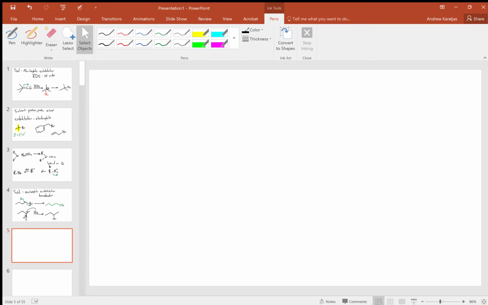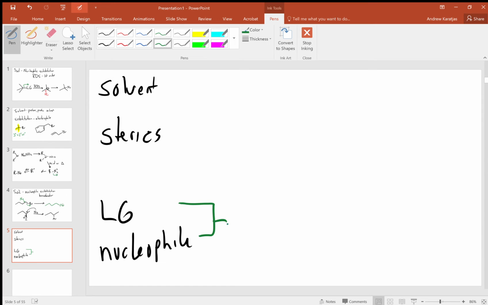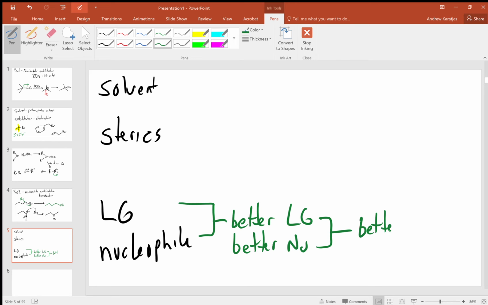Now, there's a number of factors that can affect an SN2 reaction. We can talk about the solvent and the sterics, as well as the leaving group and the nucleophile. For the leaving group and the nucleophile, it's fairly straightforward. The better they are, so a better leaving group or a better nucleophile, leads to a better SN2 reaction.